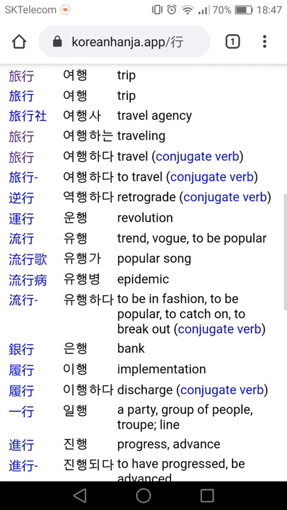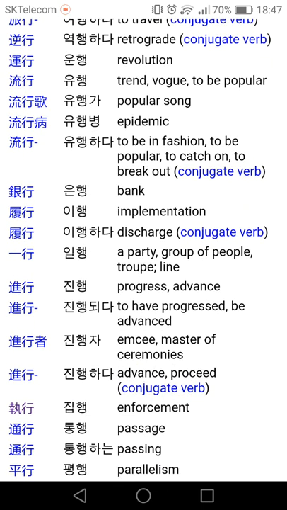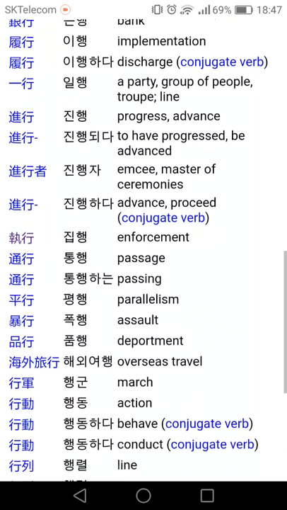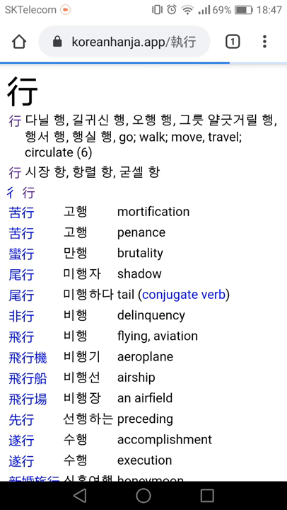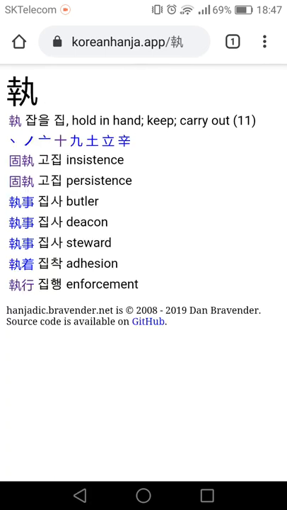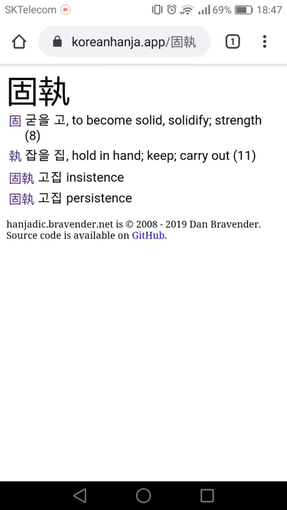So without much ado, let's look at other ways. We also have ching hang, which means progress or advance. So the hang here is movement, right? It has similar connotations here. Alright, now we are done with the second word, which is ko chip. Once again, let me reiterate: the ko in ko chip means solid or strength, then the chip means to carry out or to keep or to hold in hand.